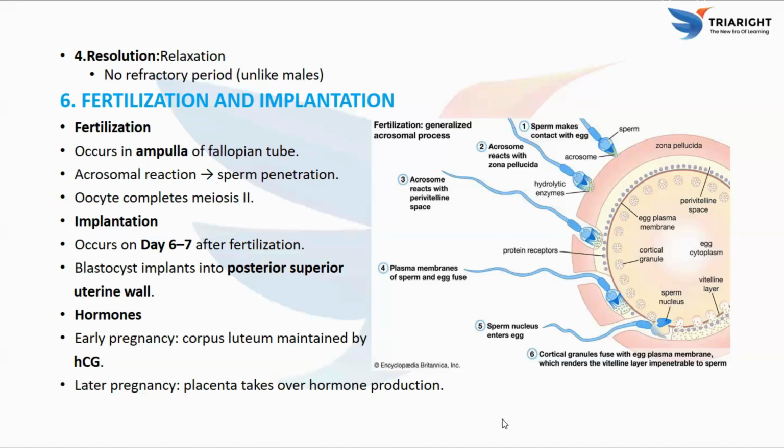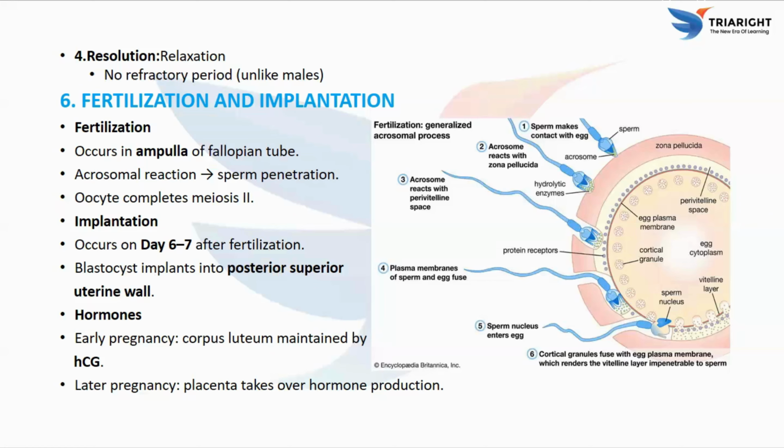And the 6th step, which is the last step, the cortical reaction takes place. So the egg releases substances from the cortical granules. So this creates a barrier that prevents other sperm from entering. So this ensures that only one sperm fertilizes one egg, which prevents polyspermy.